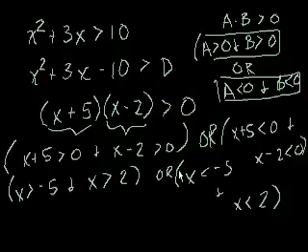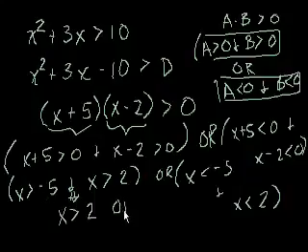Now we can actually simplify this, because here we say that x is greater than negative 5 and x is greater than 2. So in order for x to be greater than negative 5 and greater than 2, this could just simplify as saying x is greater than 2, right? Because if x is greater than 2, it's definitely greater than negative 5. So it just simplifies to this.